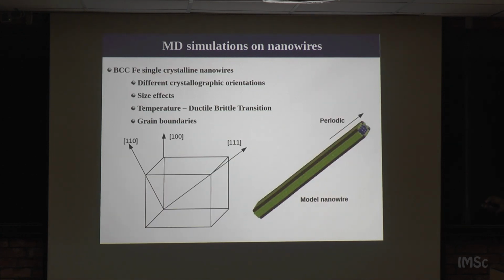So, what we have done is we have taken BCC iron single crystal systems and seen how the deformation varies with respect to crystallographic orientation, size, temperature and the grain boundaries. So, this is a model system.